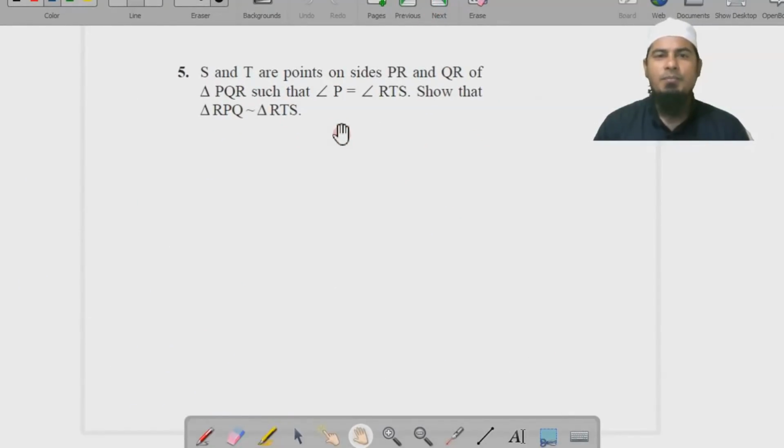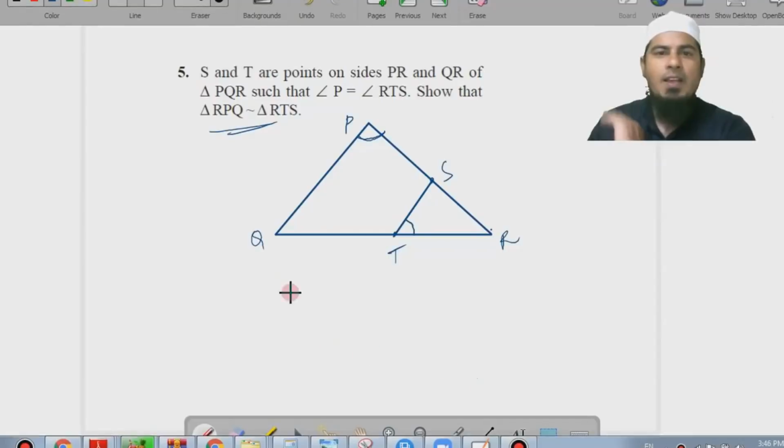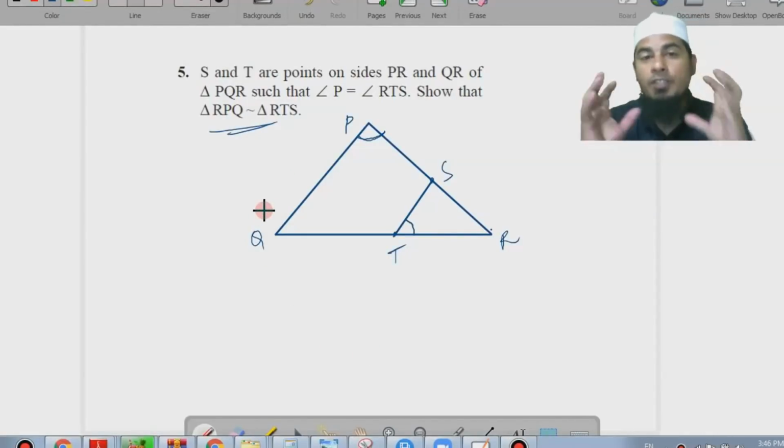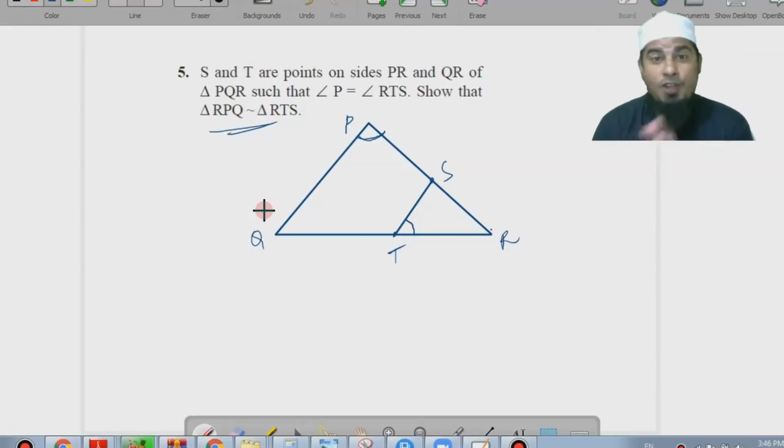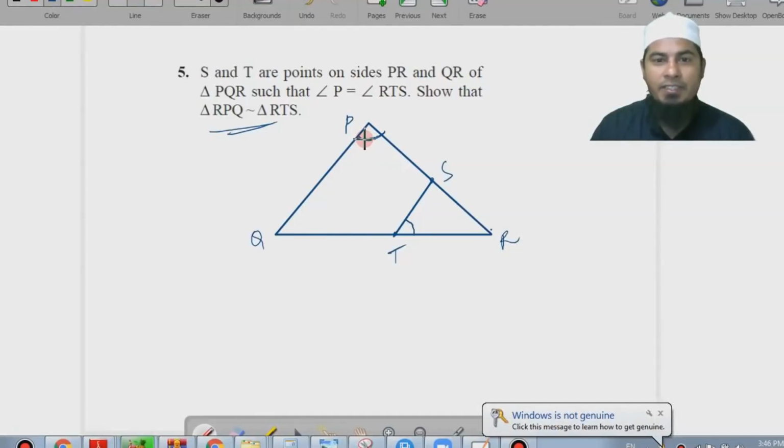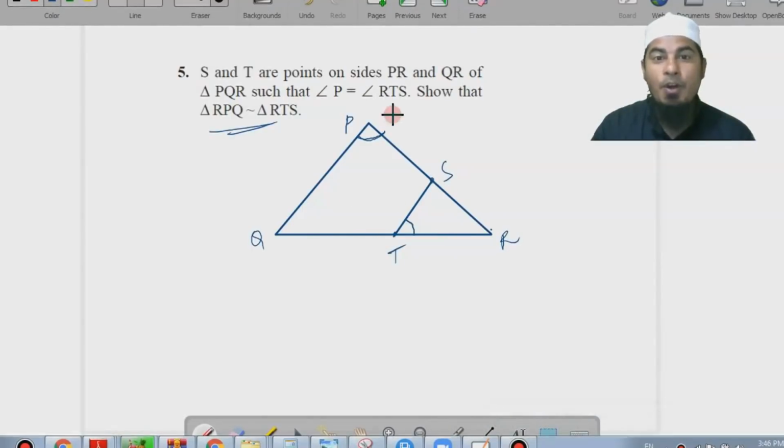Here is question number 5. S and T are points on sides PR and QR of triangle PQR such that angle P is equal to angle RTS. Show that triangle RPQ is similar to triangle RTS. Let us draw the diagram for this one. When we read the question, it was a little tricky whether we would be able to solve it or not. When we drew the diagram, the question is like this: triangle PQR in such a way that this angle P is equal to angle RTS. In the question, it was mentioned that S and T are points on PR and QR. On the side PR, S is taken. On the side QR, T is taken.